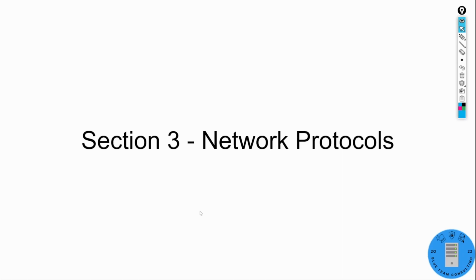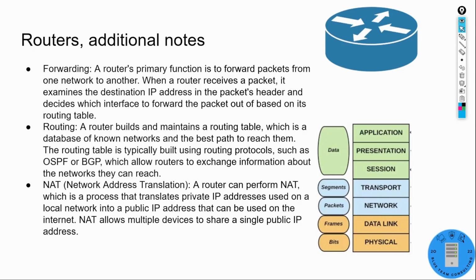Now we're going to move into section 3, covering network protocols. Starting out with routers, going over the main functions here. And remember, whenever we are thinking routers, we're going to be at layer 3 of the OSI model, the network layer. When we think routers and layer 3, we're also going to think of IPs. Just like we did with layer 2, thinking switches and MAC addresses, moving into routers, I want you to think layer 3 and IPs. So, main functions of a router.